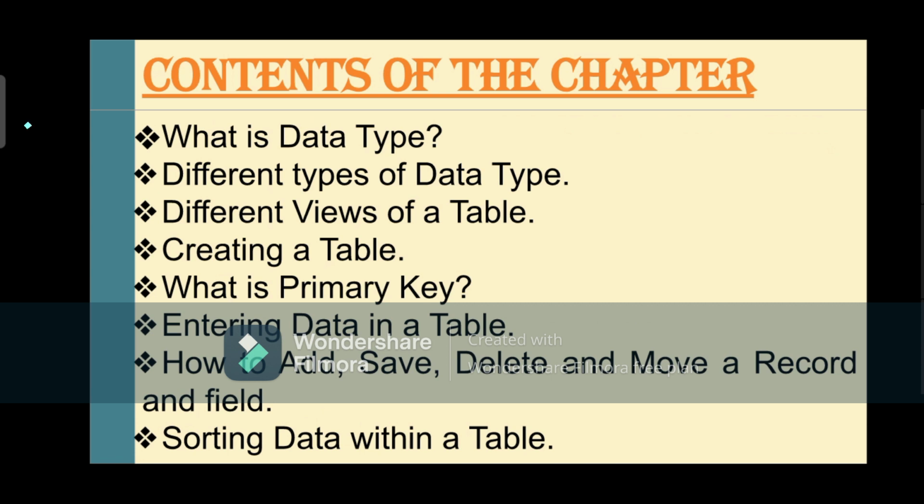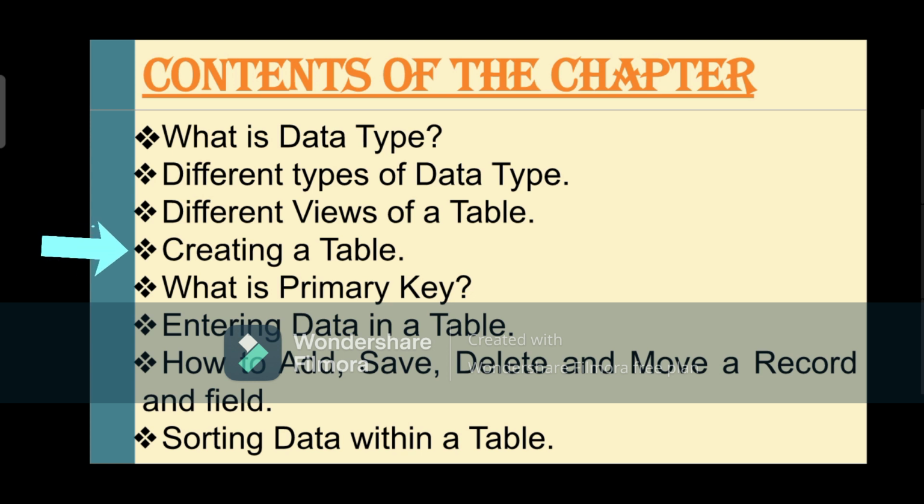First one, what is data type? Second topic, different types of data type. Means very first we have to discuss what do you mean by data type. Then we have to discuss each and every type of data type. Next topic will be different views of a table. I already discussed in the class two views of a table, and I will explain both one by one separately.